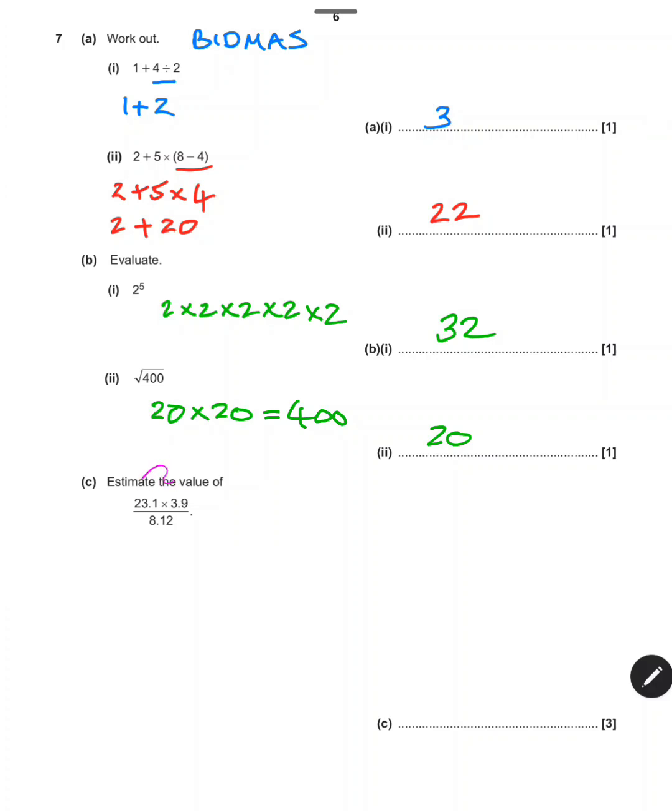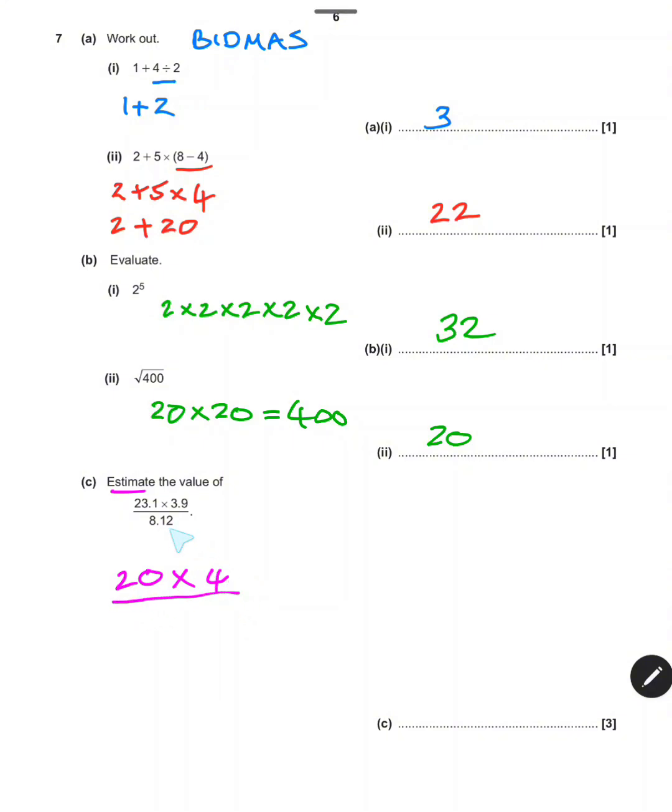And part C of this question, we've got an estimate question. And for an estimate question, we need to round these numbers to one significant figure. So 23.1 would become 20, not 23. 3.9 would become 4.